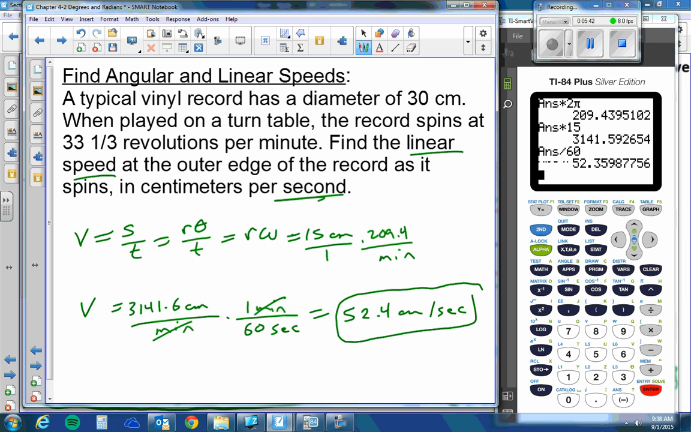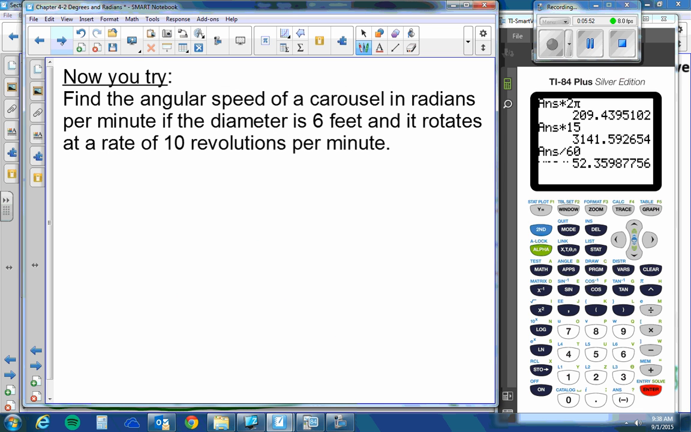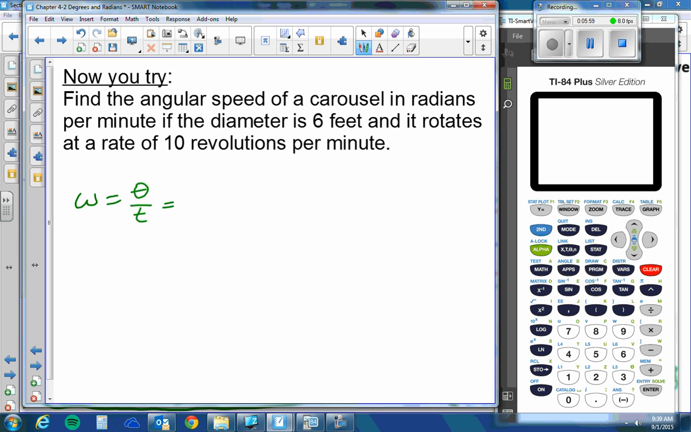Here we go. Questions? Then you try it. Okay, they essentially gave you the angular speed, which you can convert to radians per minute.